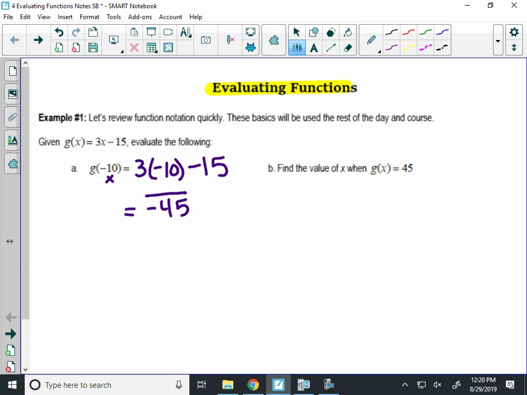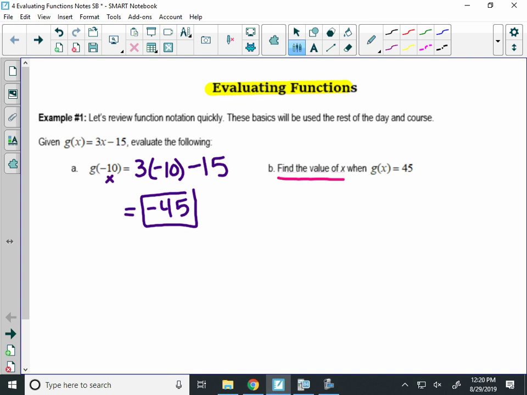All right. We're good with that, right? Not difficult. How about the next one? It says find the value of x. So we read carefully. We know that we're looking for the value of x when g of x is 45. Is that 45 an input or an output? It's an output. So am I allowed to put the 45 in the x? No. What do I do with it?